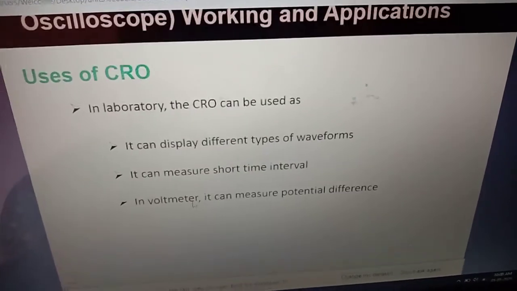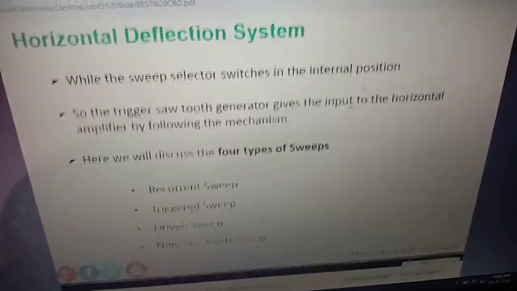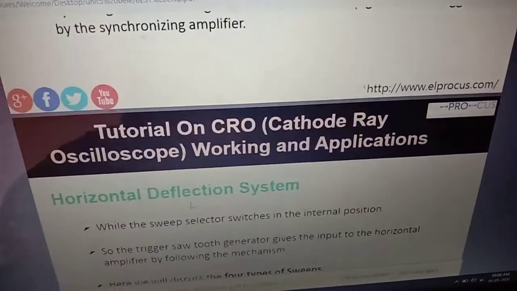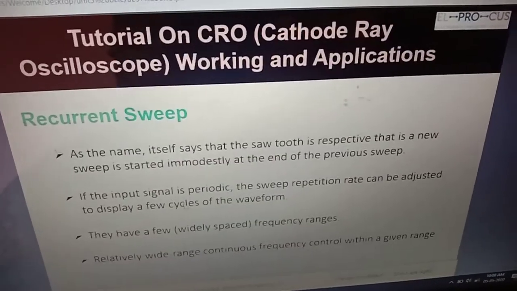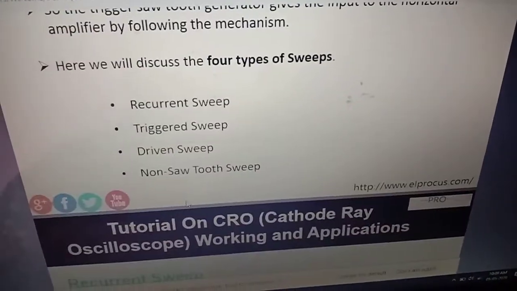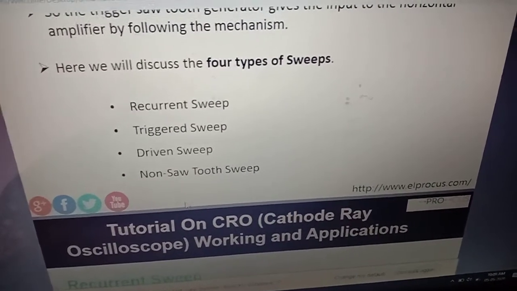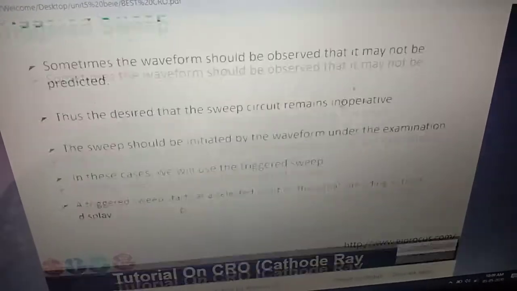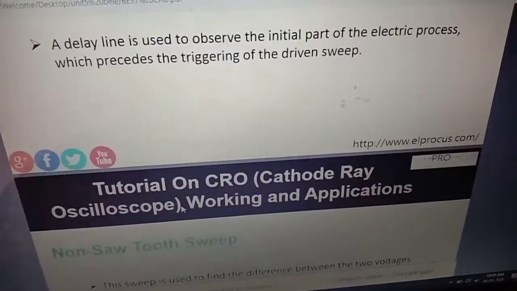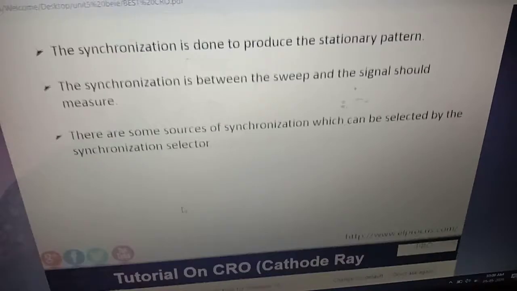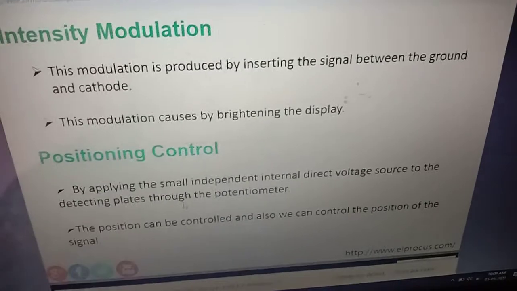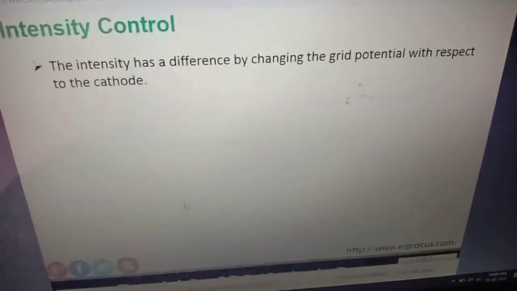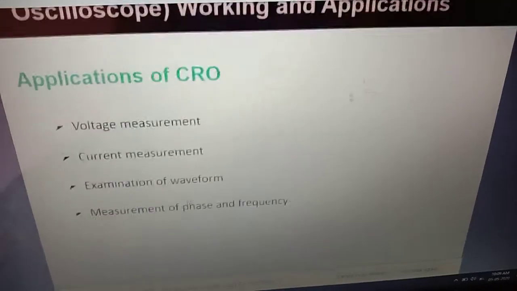So these are the things we have seen. We have seen in detail what is CRO, what are the different blocks present in the CRO, and what are the different types of sweeps, the four types of sweep: recurrent sweep, triggered sweep, driven sweep, non-sawtooth sweep. And what is the function of synchronization, internal, line, intensity modulation, positioning control, intensity control. And what are the applications and uses of CRO?